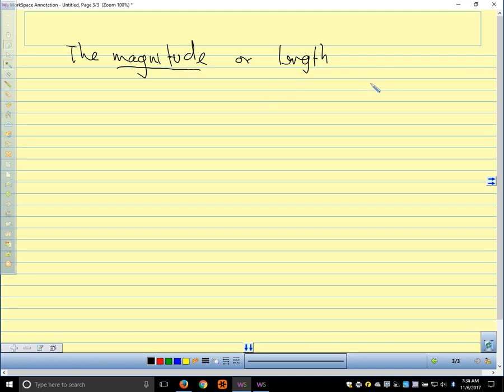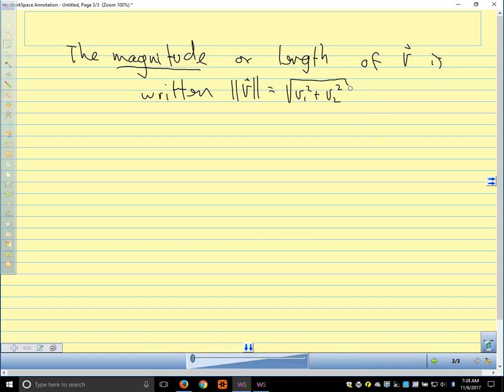The magnitude or length of a vector v. We write double bars around our vector, and it just comes from the Pythagorean theorem. We find it using the Pythagorean theorem or the distance formula, v1 squared plus v2 squared. And if we had more components, we would just continue adding things in there.